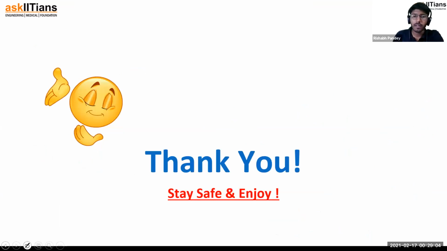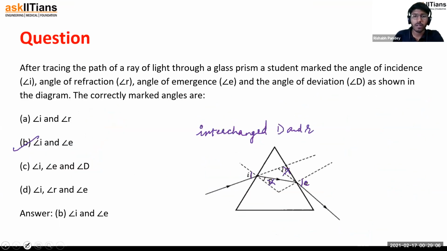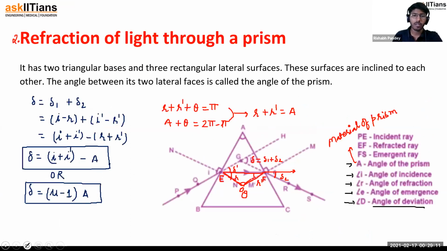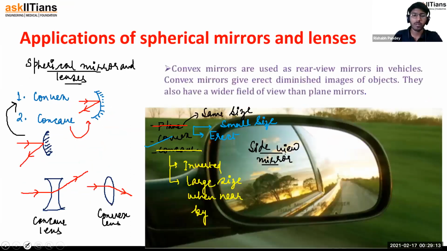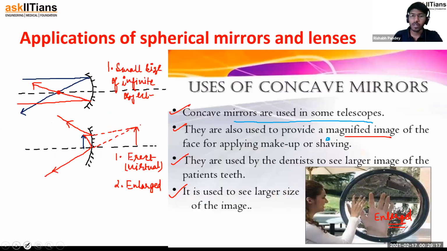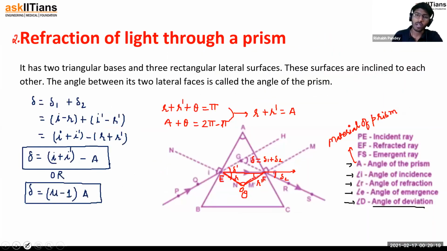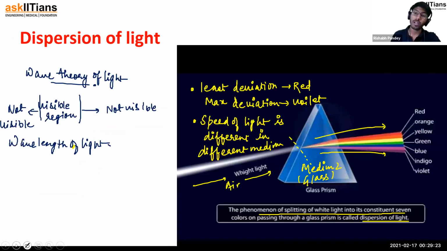So basically, in this session, we discussed the applications of mirrors, the application of convex mirror, the application of concave mirror, then refraction through a prism, the concepts of deviation, angle of prism, angle of incidence, angle of refraction, angle of emergence, everything, and then dispersion of light, and what is the reason for the dispersion of light, and these are the various questions related to it.